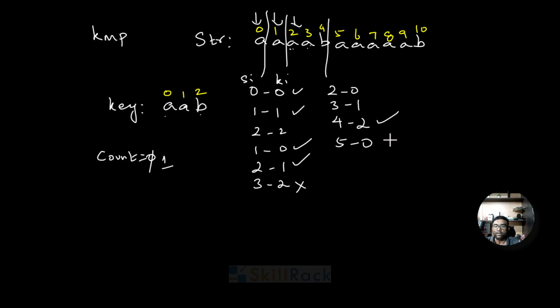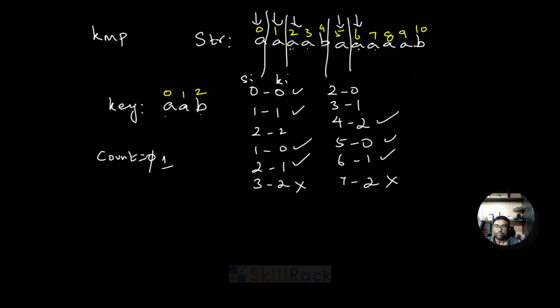So you are coming to 5, and here it will be the 0th index. A, are they matching? Yes. Then it will be 6, 1. A and A matching. Then 7 and 2. At 7 we have A and at 2 we have B, so it is not matching. Where did you start? You started at 5, right? So again you will start at 6 now.